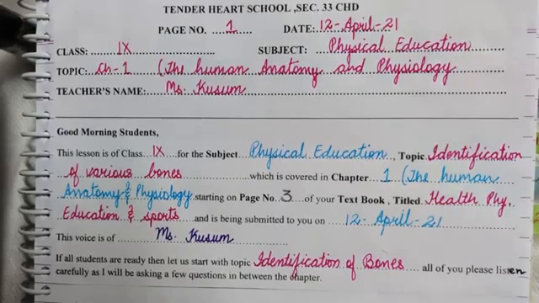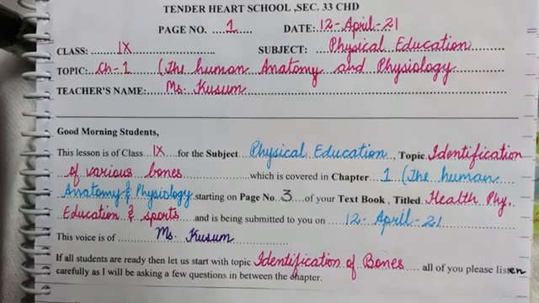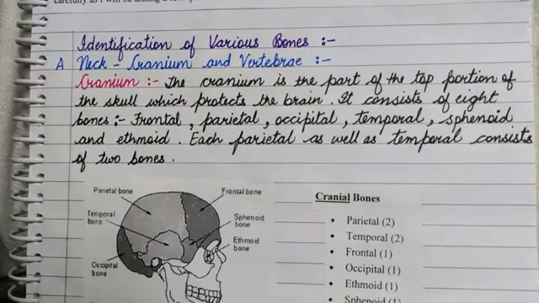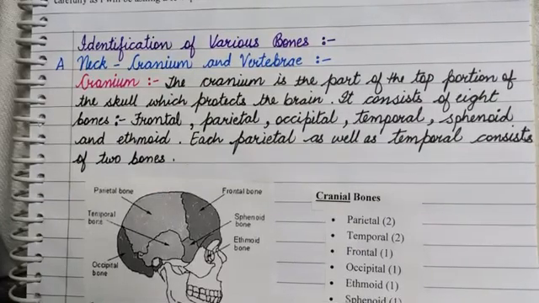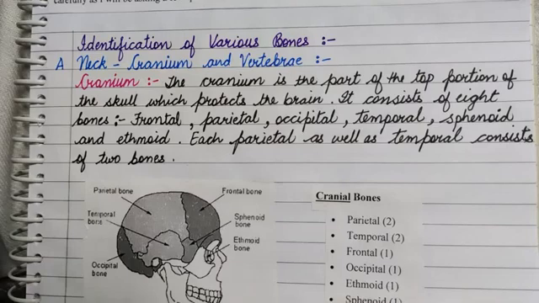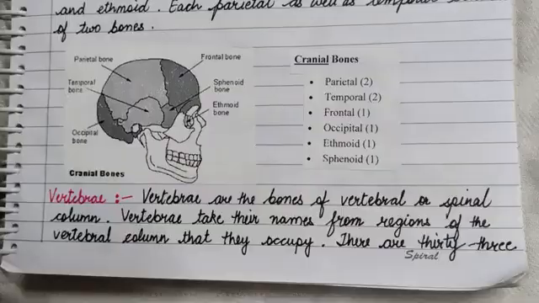All of you please listen carefully as I will be asking a few questions in between the chapter. Identification of various bones. A. Neck, cranium and vertebra. The cranium is the upper portion of the skull which protects the brain. It consists of 8 bones: frontal, parietal, occipital, temporal, sphenoid, and ethmoid. Each parietal as well as temporal consists of 2 bones.